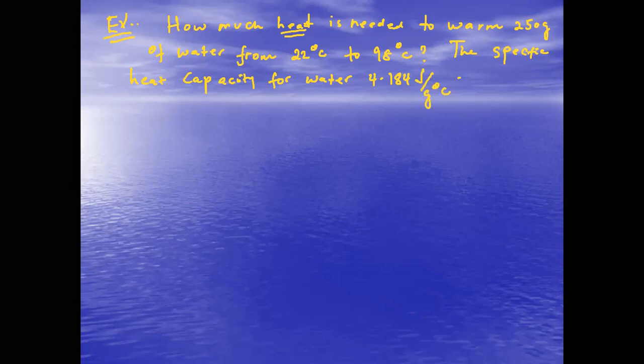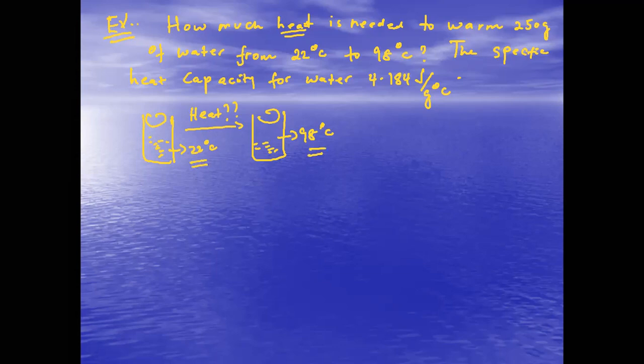To do the calculation, you have water that initially is at 22 degrees centigrade. You want to bring the water to another temperature, which is 98 degrees centigrade. So how much heat is needed? You are asking for the amount of heat needed to raise the temperature from 22 degrees centigrade to 98 degrees centigrade.